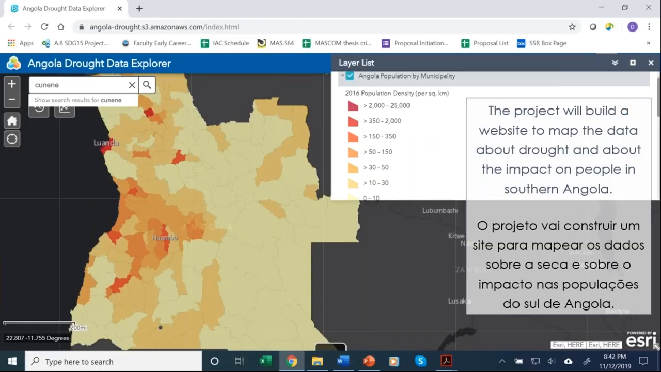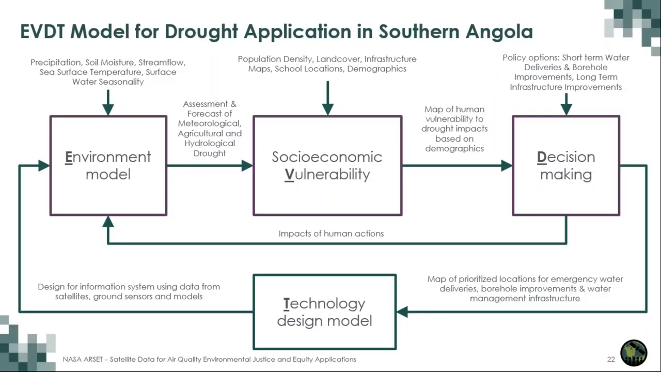Ultimately, we make websites that are very useful to help make this information available for policymakers. To summarize, we found it useful to customize EBDT, this case study in Angola. And each time we work with new partners, we make a new custom version. And this can be a great template for future work that addresses societal needs with satellite data.